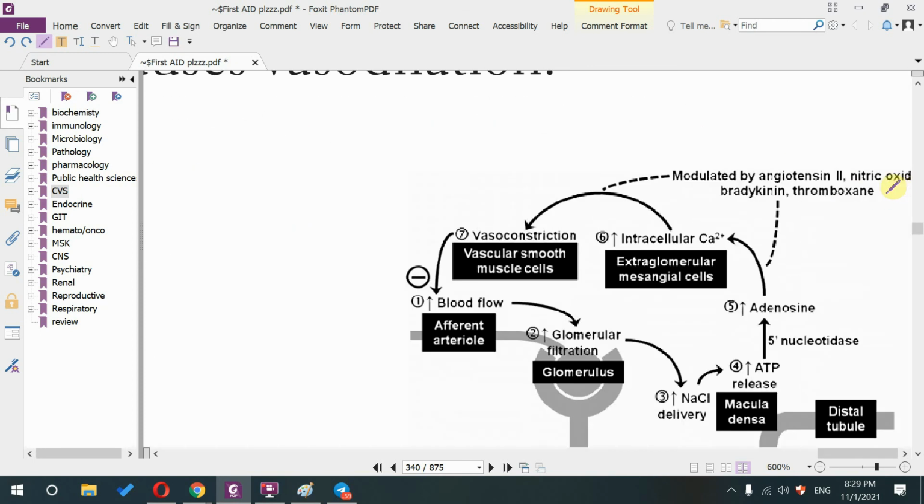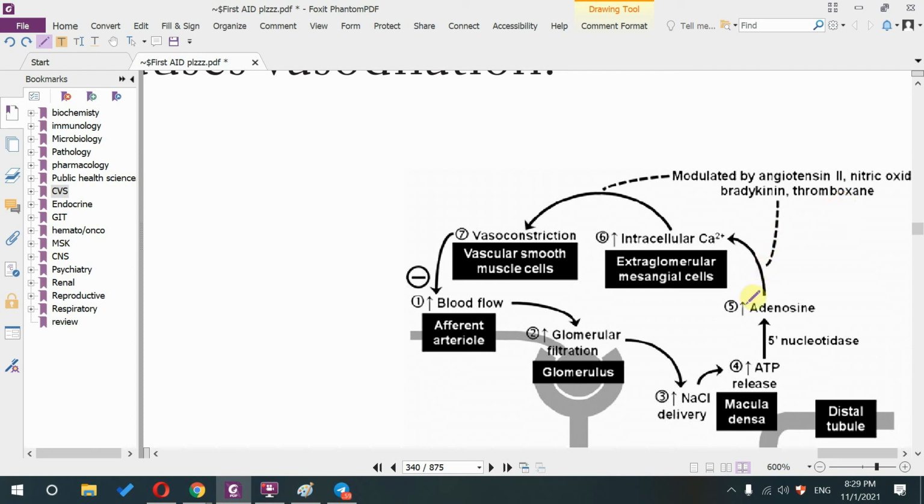All of these substances, well, nitric oxide is vasodilatory. What about angiotensin, guys? Vasoconstriction. Bradykinin, vasodilatory. Thromboxane, vasoconstriction. So they have variable function. So what's up with these guys? Well, it depends if it's high or low. If adenosine is high, it will utilize the nitric oxide and the bradykinin. If it is low, it will utilize the angiotensin 2 and the thromboxane to lead to vasoconstriction.